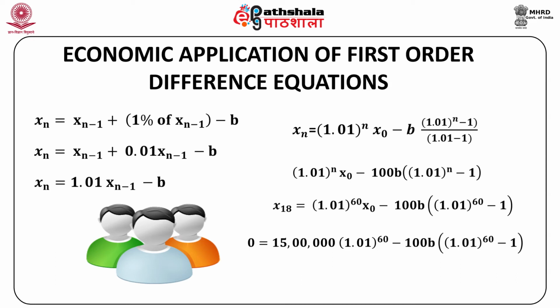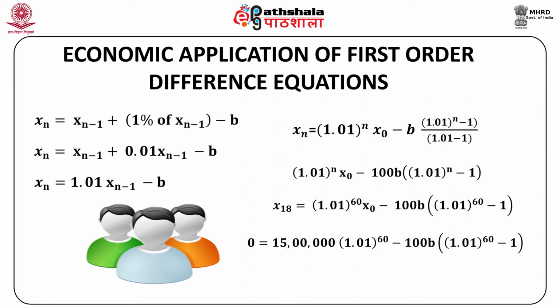Clearly, equation 7 is a first order linear difference equation with constant coefficient. As seen in our previous section, the solution to such a difference equation is given by xn is equal to 1.01 raised to the power of n x0 minus b times (1.01 raised to the power of n minus 1) divided by (1.01 minus 1), which is equal to 1.01 raised to the power of n x0 minus 100 b times (1.01 raised to the power of n minus 1).